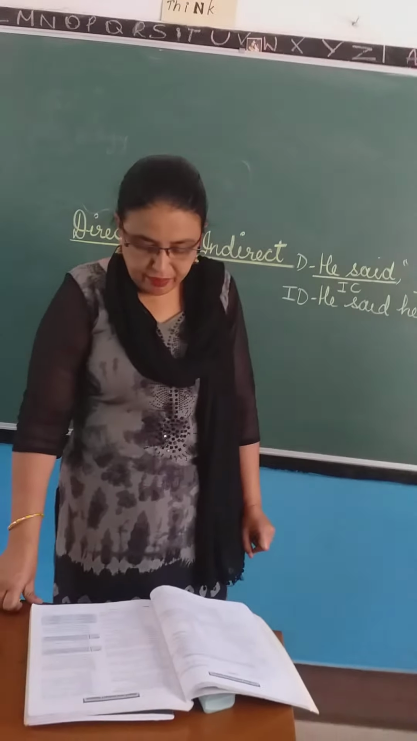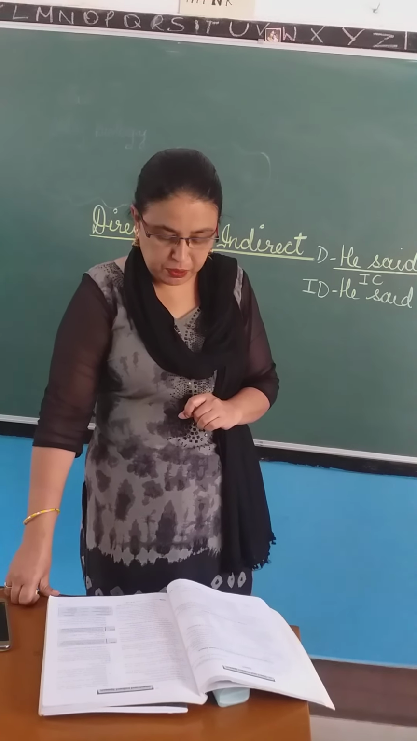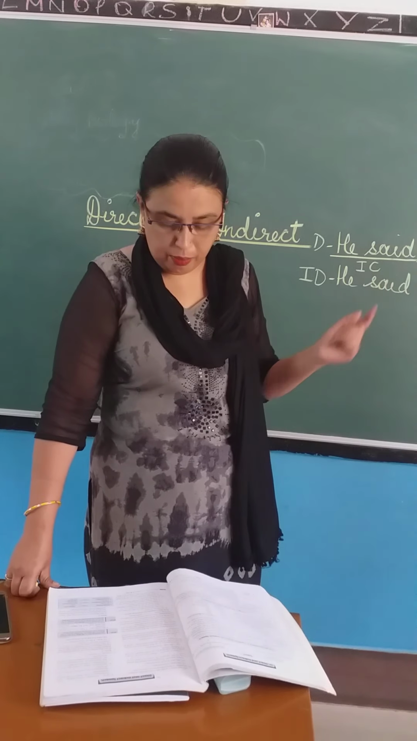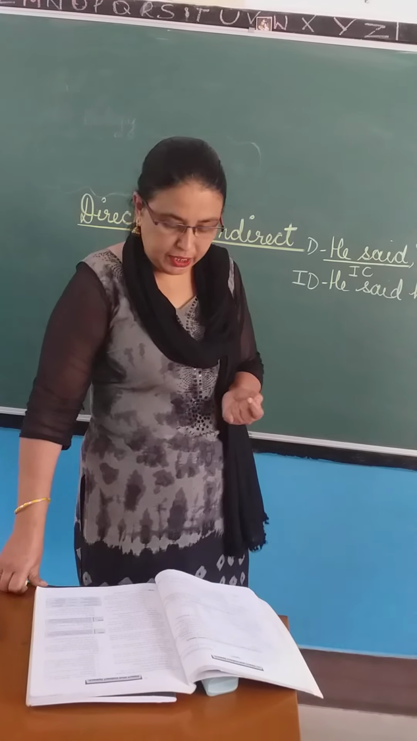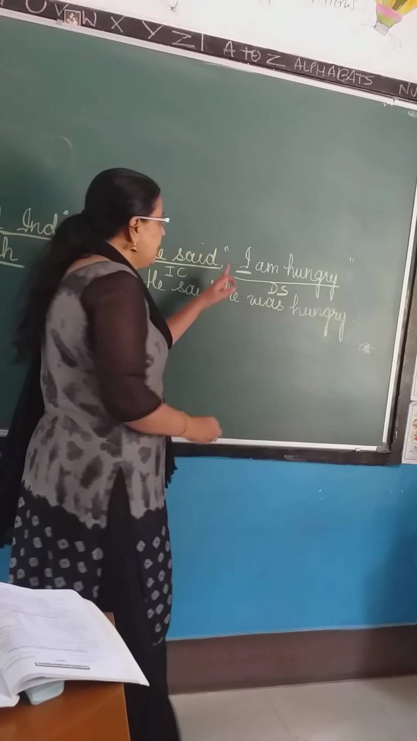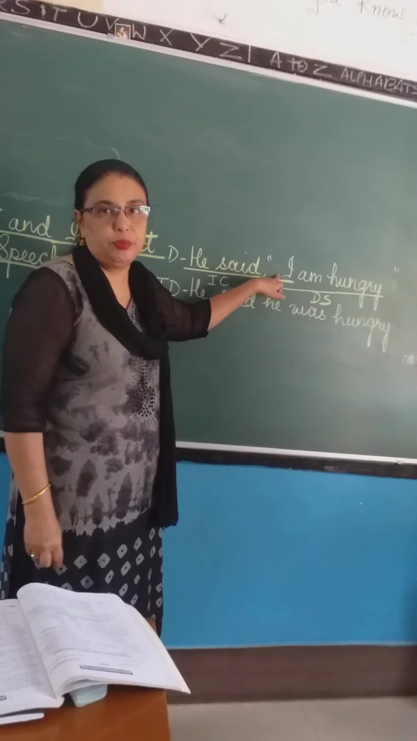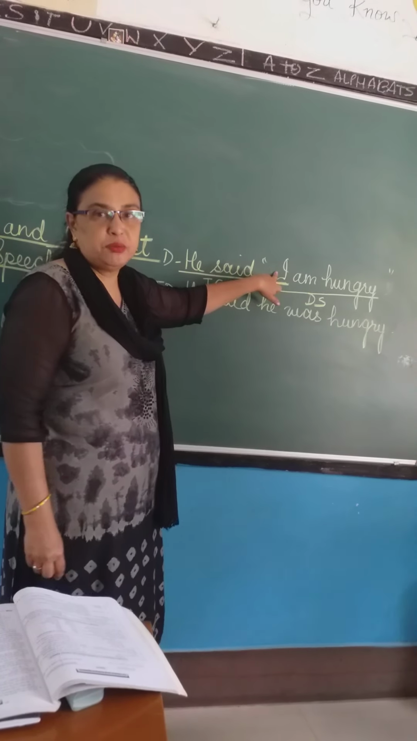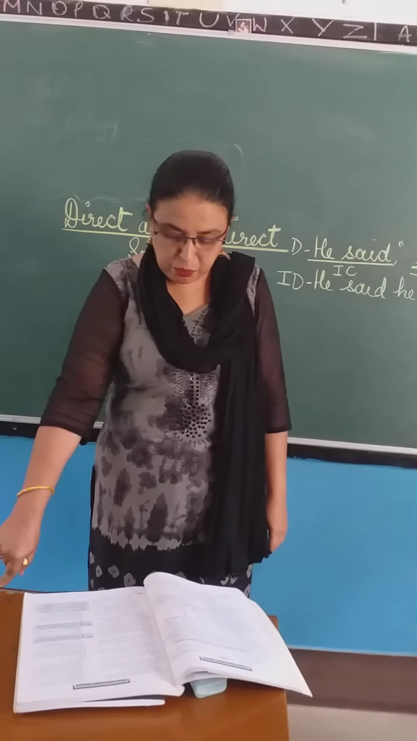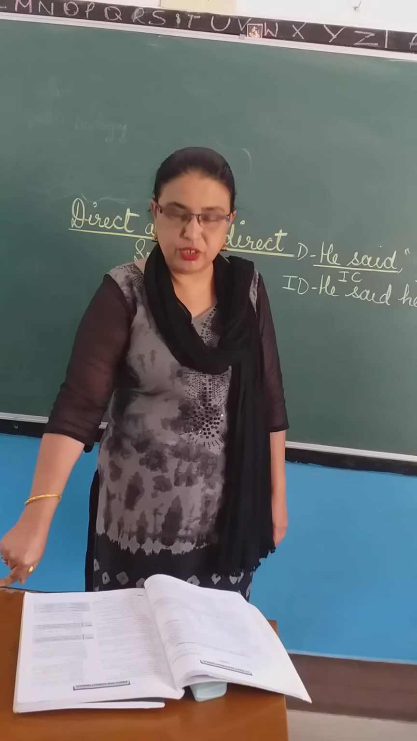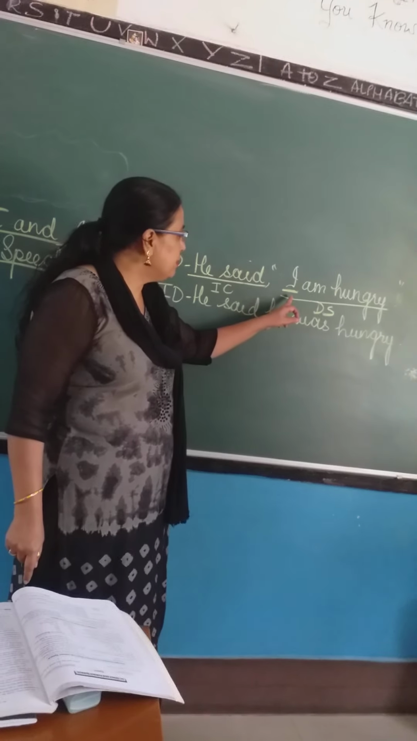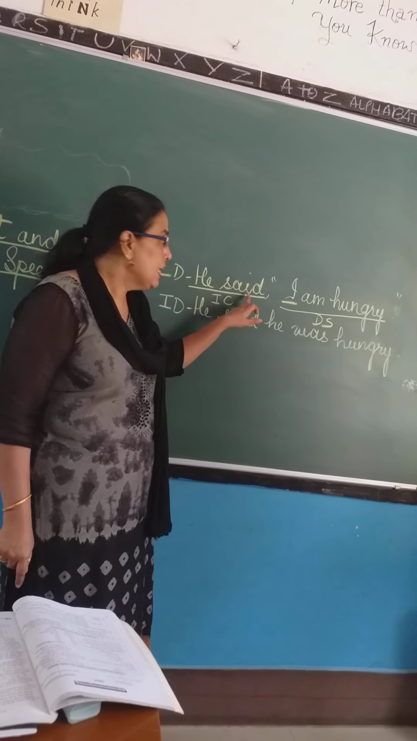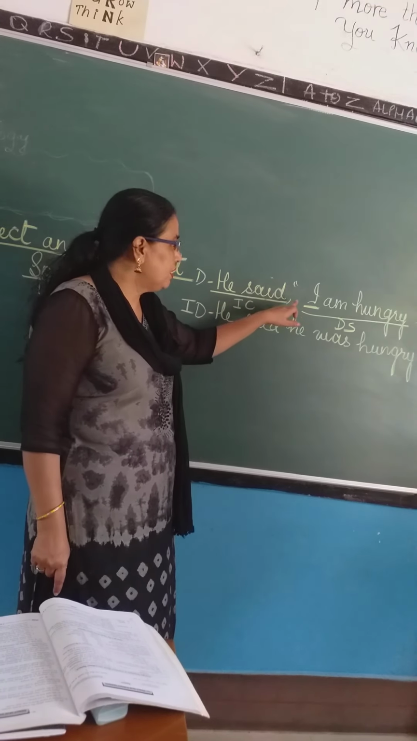Now I will tell you a few points about direct and indirect speech. In direct speech the exact words of the speaker are put within the inverted commas. The first word of the direct speech begins with a capital letter. Immediately after the inverted commas, the first letter should be capital, whether it is "I" or however we start the sentence. Next, the direct speech is separated by a comma from the introductory verb. The introductory verb is "said," so that is separated by a comma.